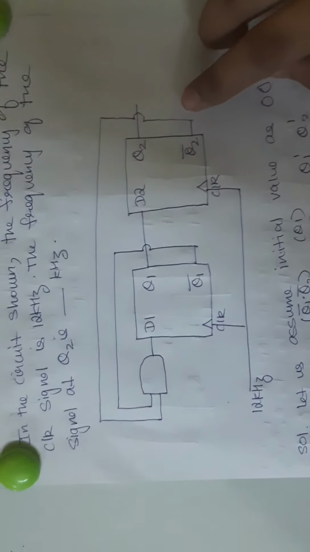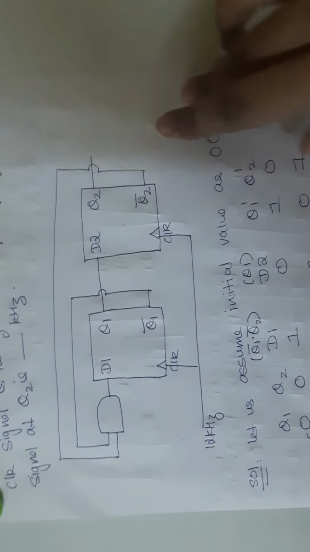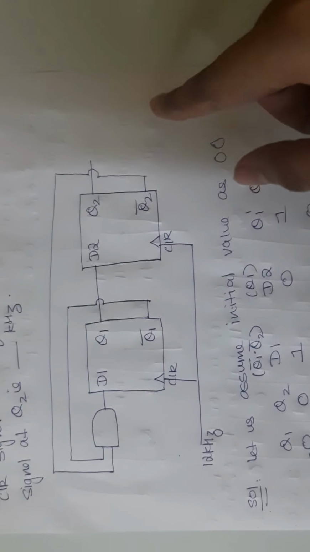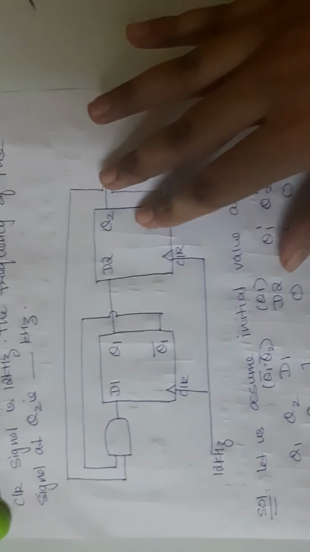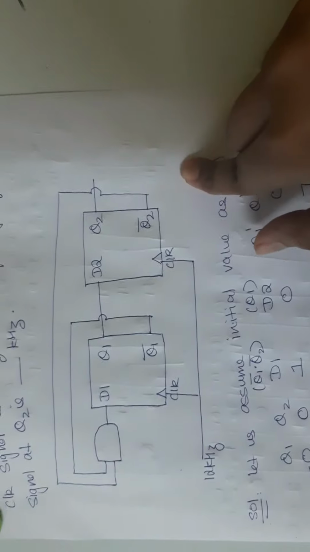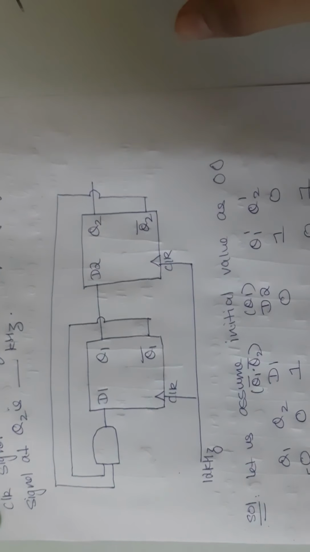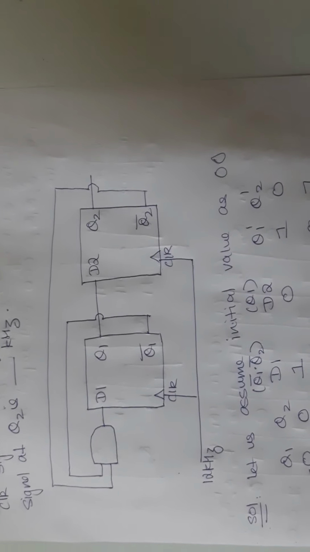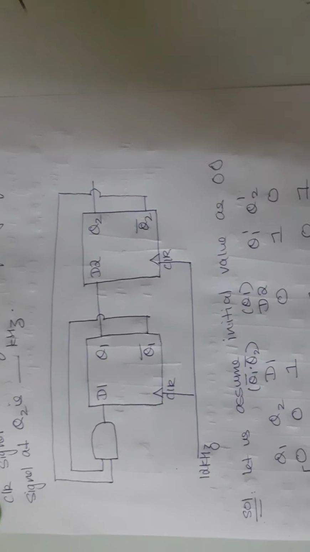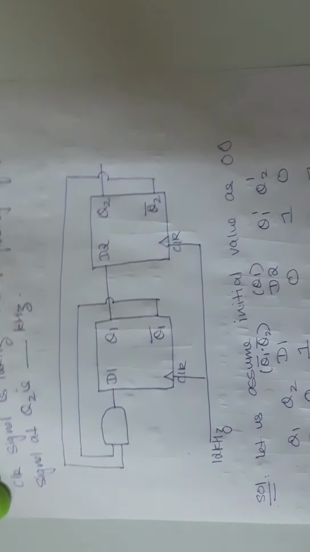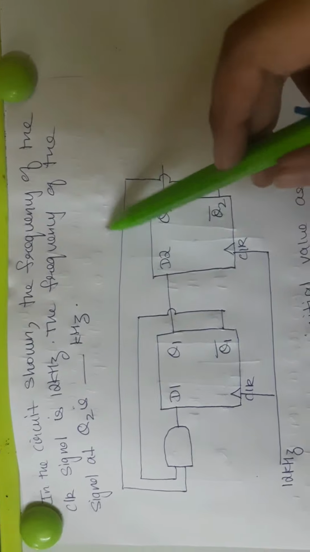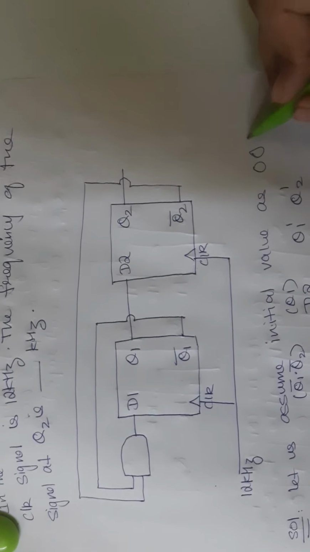Now in my last video, I discussed how the frequency changes based on the modulus number. So here we have been given a circuit but we don't know the modulus number. So we have to calculate that first. Now I will explain a simple method to do that. Since they haven't mentioned the initial states, I will assume them to be 0, 0.